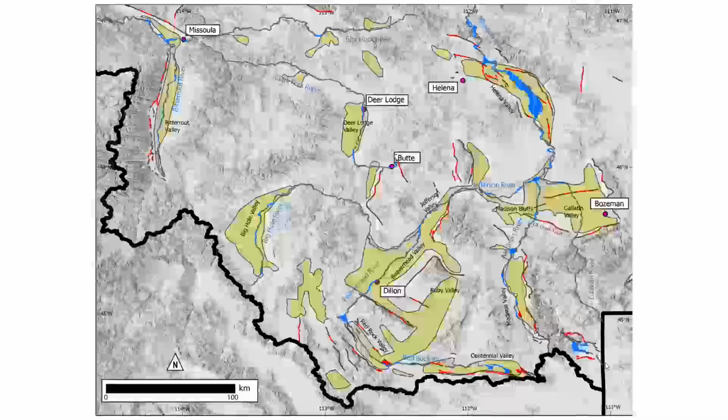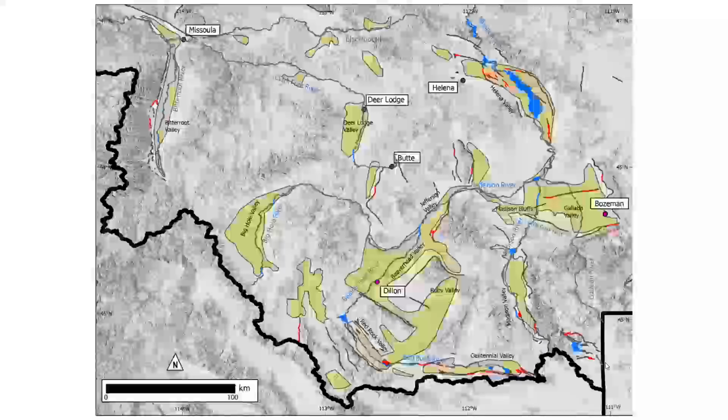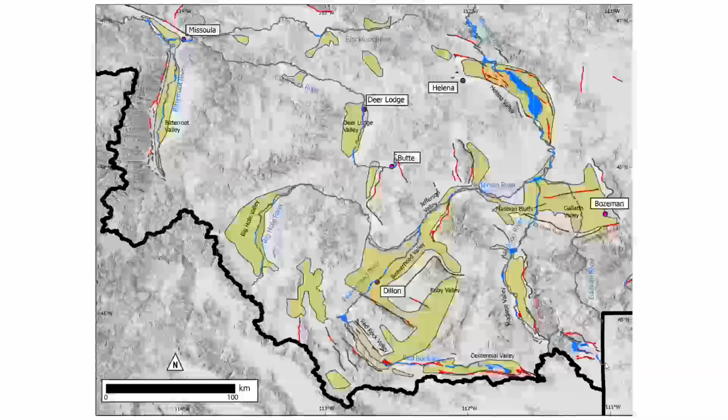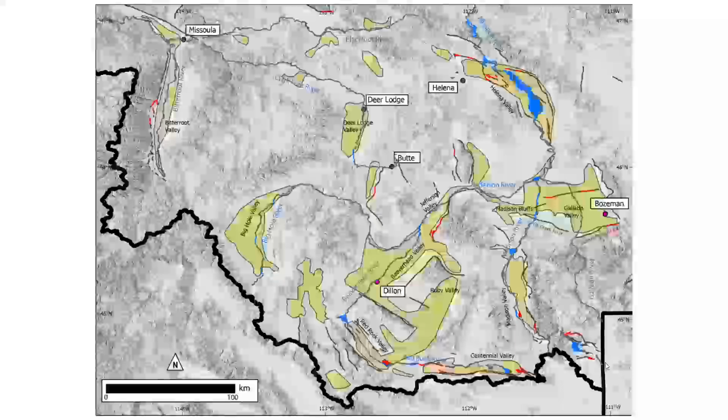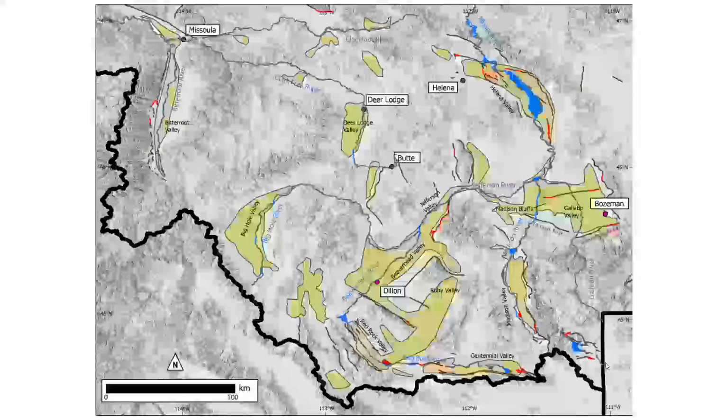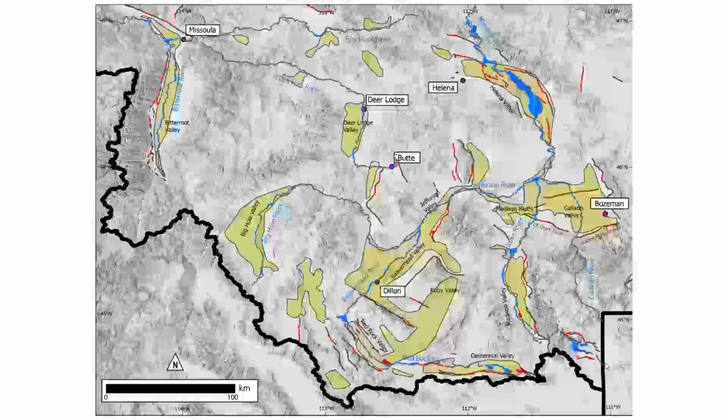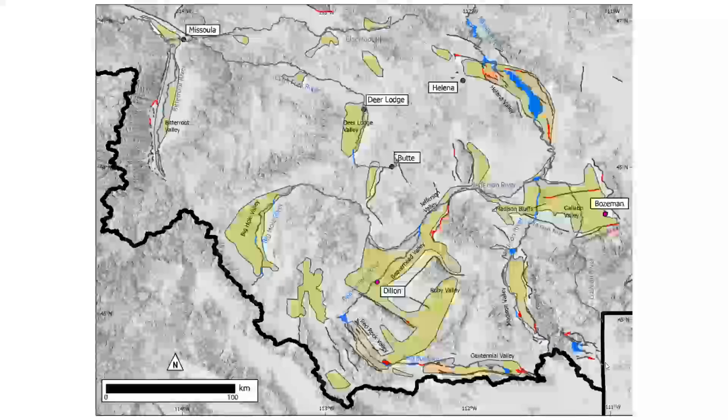And so other workers have done a really good job of looking at the Sixmile Creek Formation in this area here, the Ruby Valley near Dillon. They've done a good job of reconstructing what drainages looked like in the past and reconstructing fault histories. And so we're going to go over here and see how the Sixmile Creek Formation looks in this area.